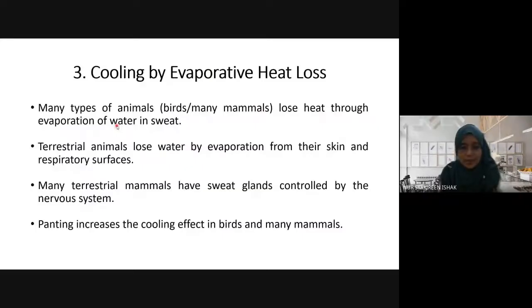Okay. So terrestrial meaning animals that live on land, okay, mammals. Kita ada aquatic, kita ada terrestrial animals. Okay, aquatic dalam air lah, terrestrial on land, alright. Terrestrial animals lose water by evaporation from their skin and respiratory surfaces. Okay, respiratory surfaces, ada belajar respiration kan? Masa sekolah dulu, respiratory surfaces macam for example for mammals we have lungs kan, for grasshoppers they have a tracheal system, okay, they have the spiracles.